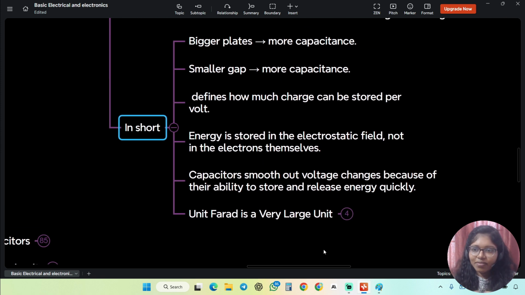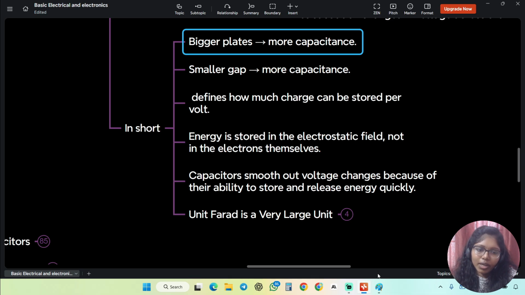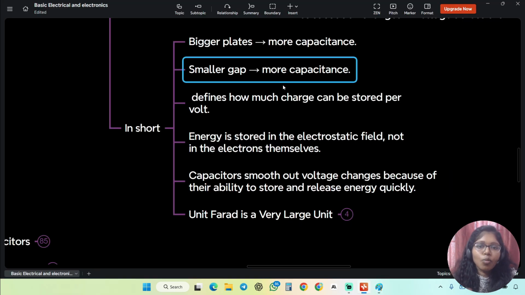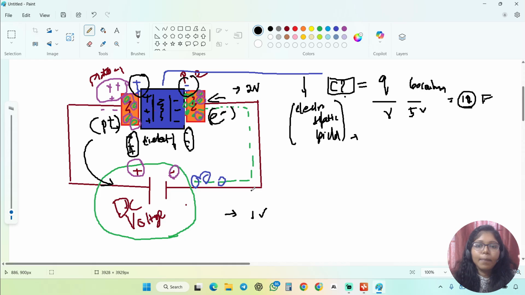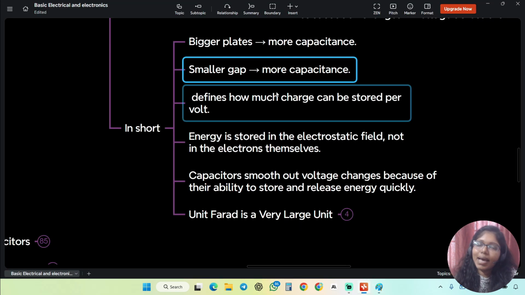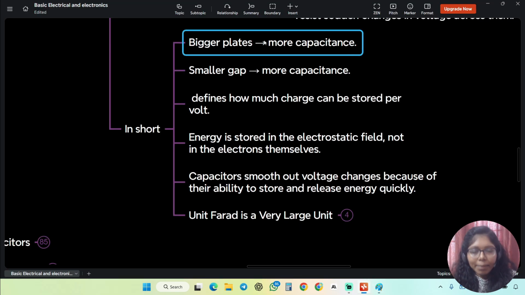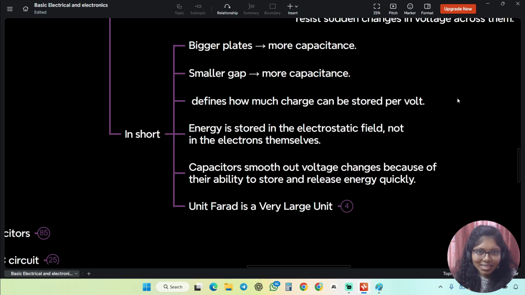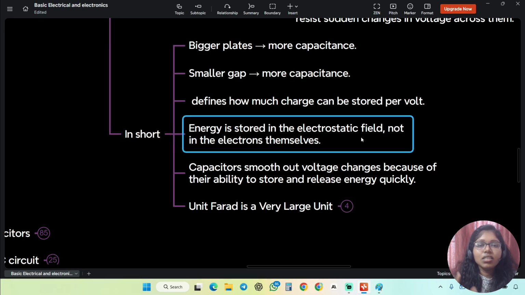This point is very, very important. What you should understand from this concept is that when you use bigger plates, more electrons and protons can accumulate. With a small gap, you can push through the complete dielectric, so only a small gap is there and you get a higher capacitance. So bigger plates give more capacitance, and smaller gaps give more capacitance. How much charge you actually store per volt is considered capacitance. Energy is always stored as an electrostatic field, not as complete electrons.